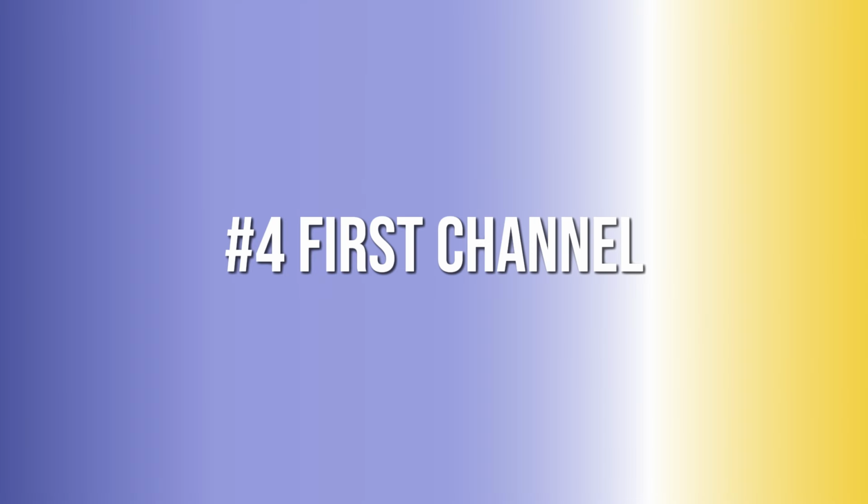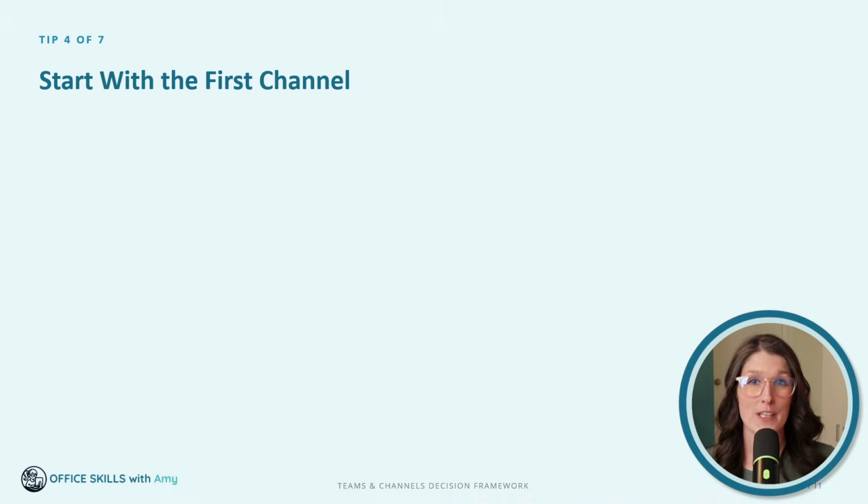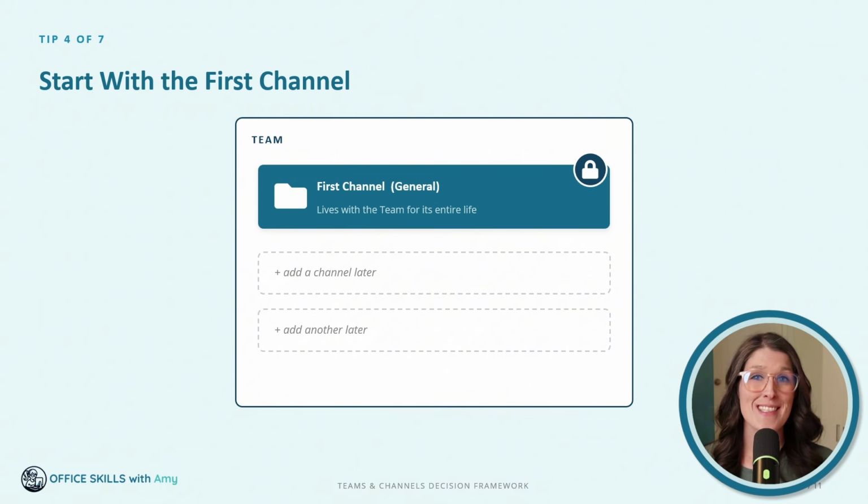Number 4 is to start with the first channel. So we created our team and we have that first channel, which we've called general. Now, in some cases, that's enough, but if it isn't, then we can also add additional channels to break down that common goal or purpose into subtopics or distinct areas. Now, I always recommend going on the side of caution here, not overcomplicating the channel structure right away. And usually I would recommend starting with that first channel and then as your team evolves, adding additional channels to it.